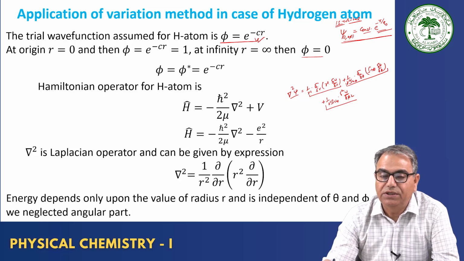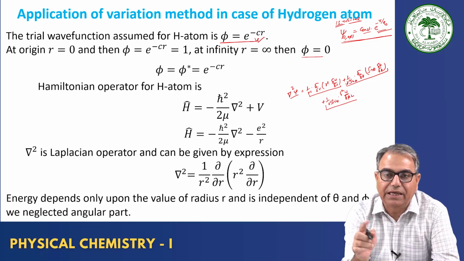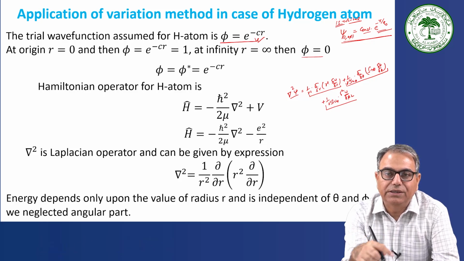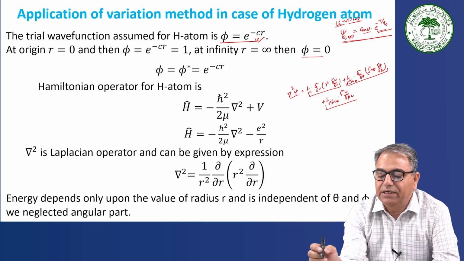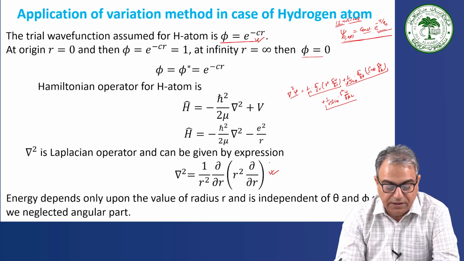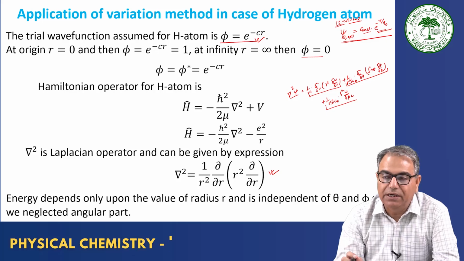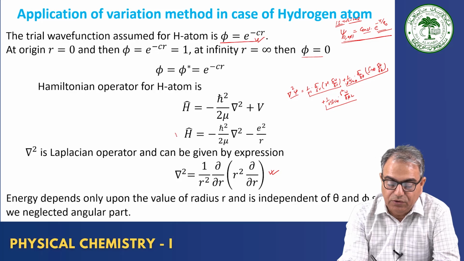Out of these, in the variation method, what we are concerned with is calculating the eigenvalue, and the energy of the electron does not depend on the theta and phi functions. It depends on the distance from the nucleus, that is the r variable. So we do not write the theta and phi part, we write only the r part, 1 by r square del by del r r square del by del r. Energy depends only upon the value of radius r and is independent of theta and phi, so the angular part can be neglected. So we have the Hamiltonian of the hydrogen atom, and we have the Laplacian operator also.